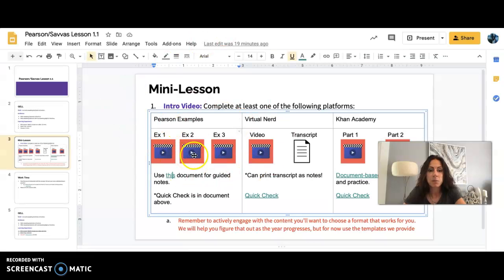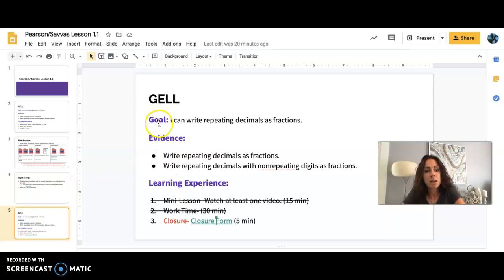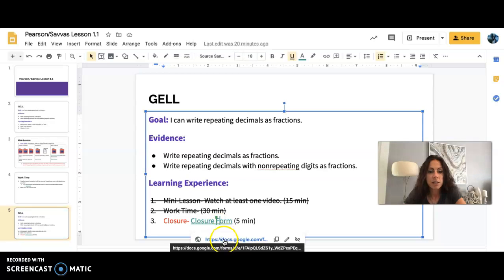So now that you've engaged in the mini lesson, the expectation is that you know enough that you could go ahead and try the practice. So you would go to the work time page, which is where you would show your practice, and you read the directions. But ultimately, you click on this link to go to Savvas and take the 8-question practice problem, or practice like online worksheet, right? You write, show us your thinking. Then you move on to the closure slide, okay? Your goal, your evidence, you did the mini time, you did the work time, you're done. All we're going to ask you to do is to fill out the closure form, and you are good to go.